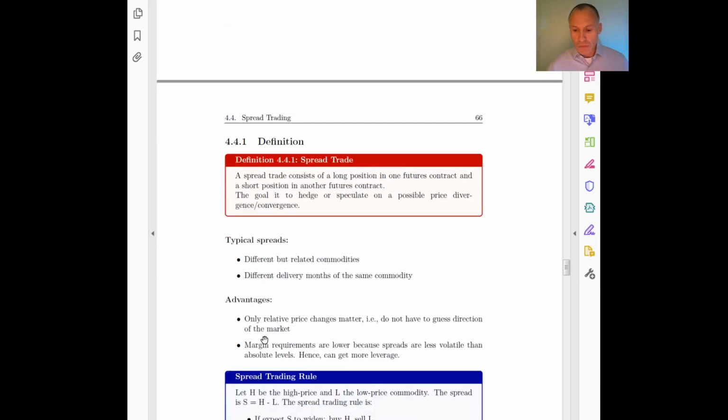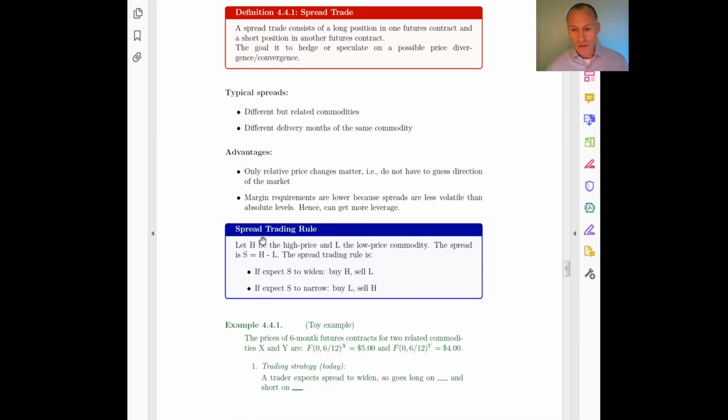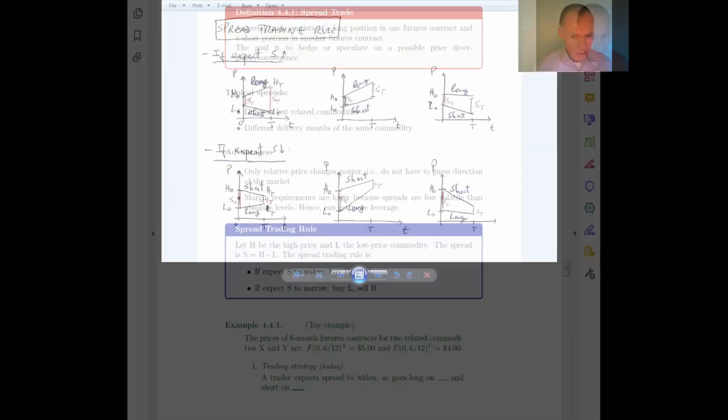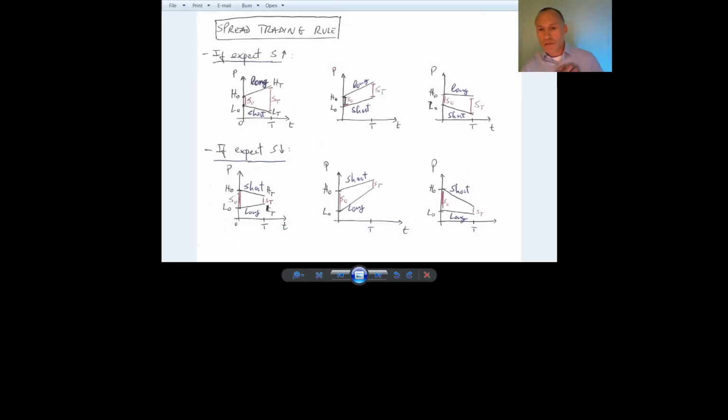Okay, so let me illustrate how you do this. What is the trading rule with a figure? Okay, let me switch here to this one here. Okay, so suppose you have two assets. I'm calling here one asset that has a high price. These are all future prices.